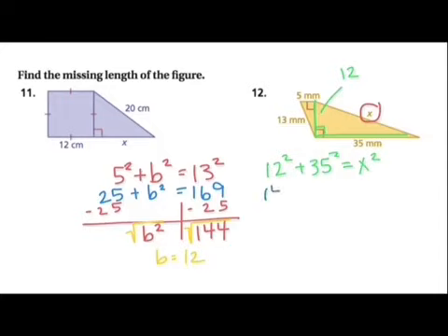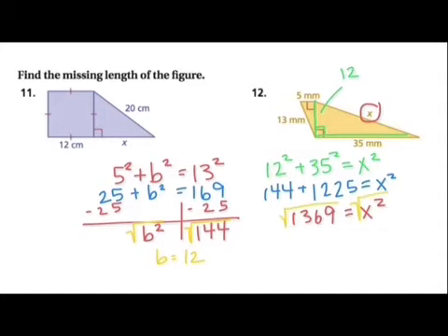And 12 squared is 144. 35 squared is 1,225 equals x squared. Add those two up, like terms, because they're both numbers, and we get 1369 equals x squared. Take the square root of both sides, and we end up with x equals 37.